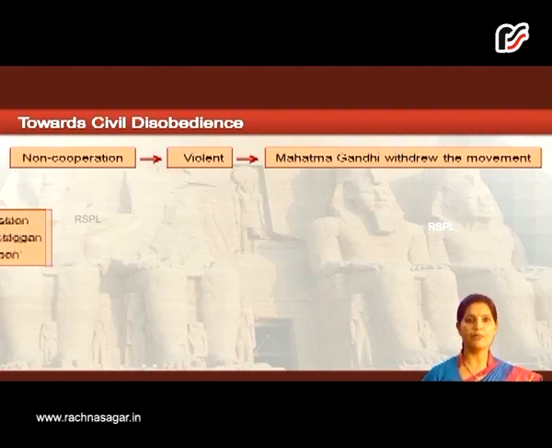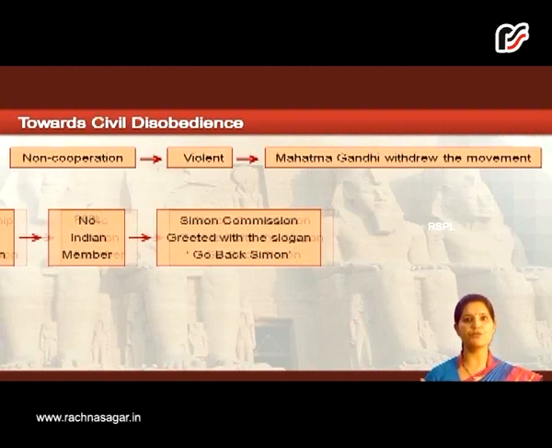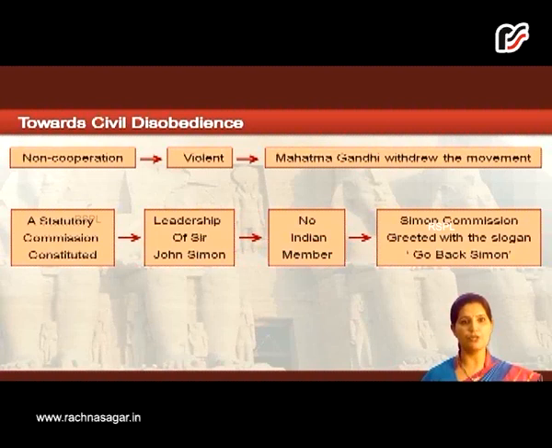In the meantime, the British government had constituted a statutory commission to look into the constitutional system of India in 1927, under the leadership of Sir John Simon. Since the commission did not have any Indian member, it was opposed by the Indians, and the Simon Commission was greeted with the slogan of "Go Back Simon."